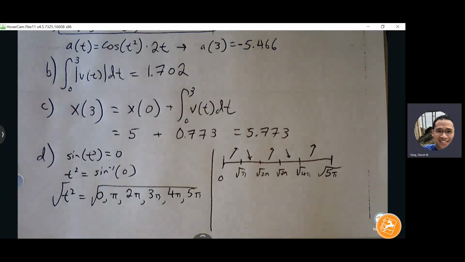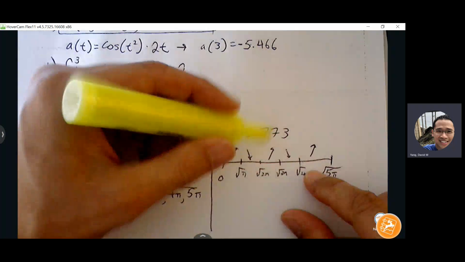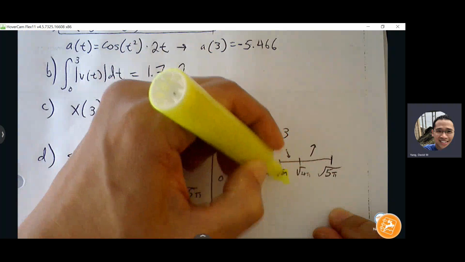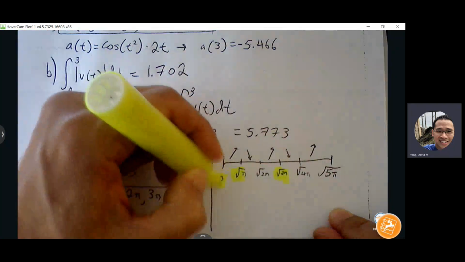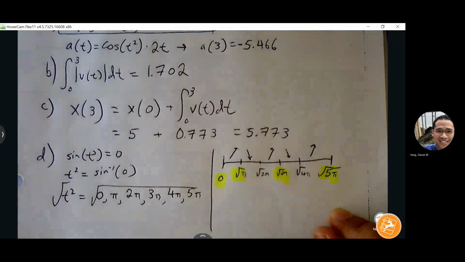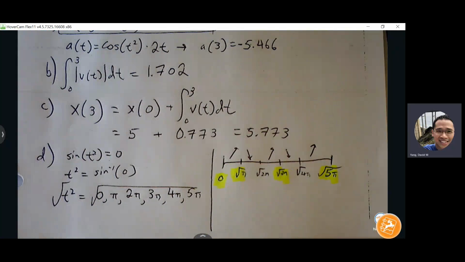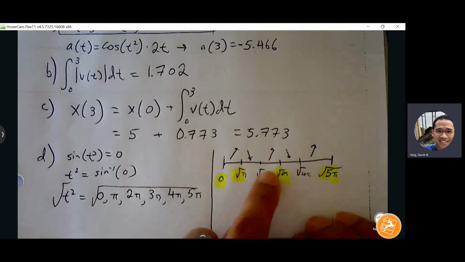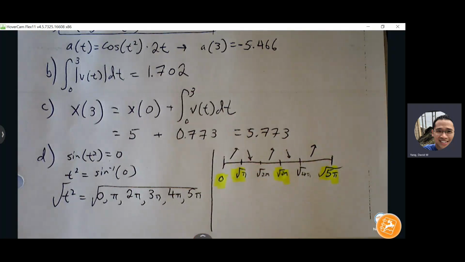The furthest to the right is going to be where quote unquote max is going to occur, right? So I know I only have to test root pi, test root 3 pi, and endpoints. Don't have to worry about root 2 pi and root 4 pi because those are change in direction where we're going left and then we're going to the right. So this is furthest left. We don't care about furthest left, just furthest right.